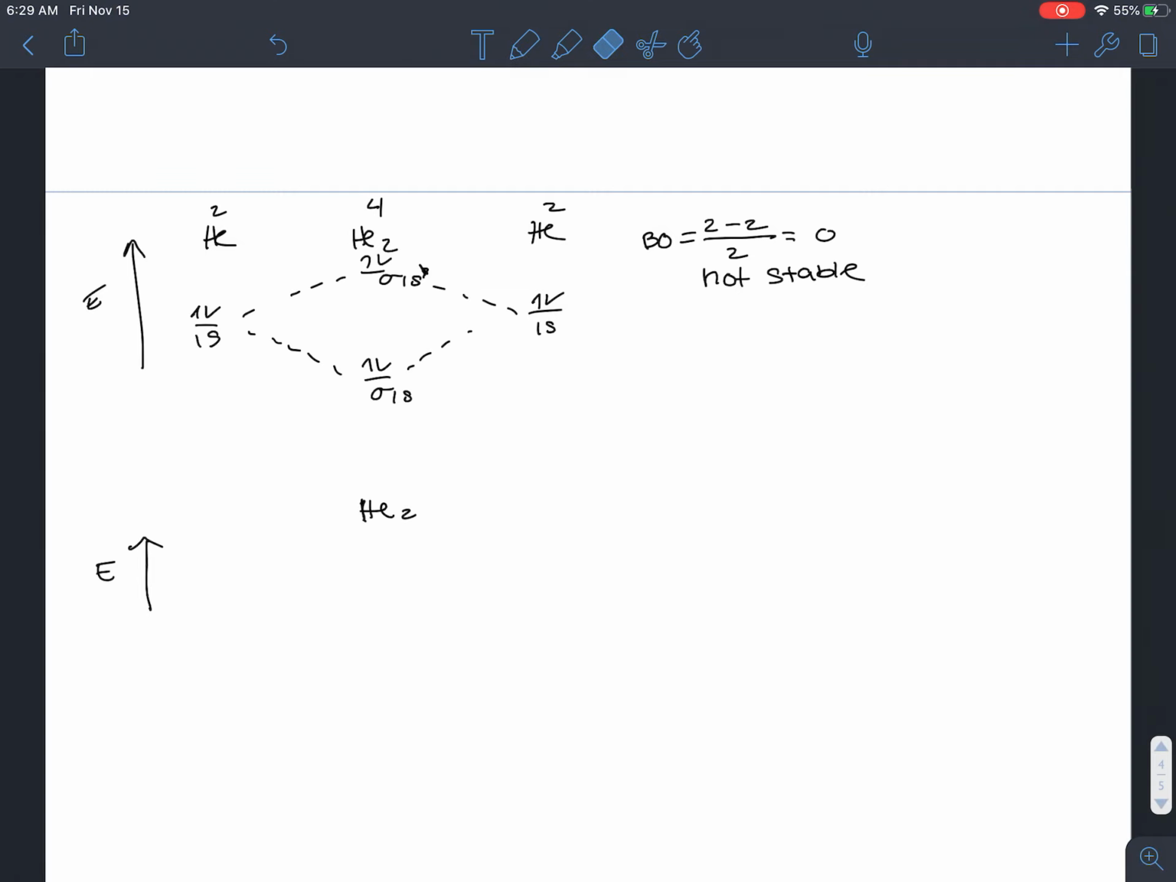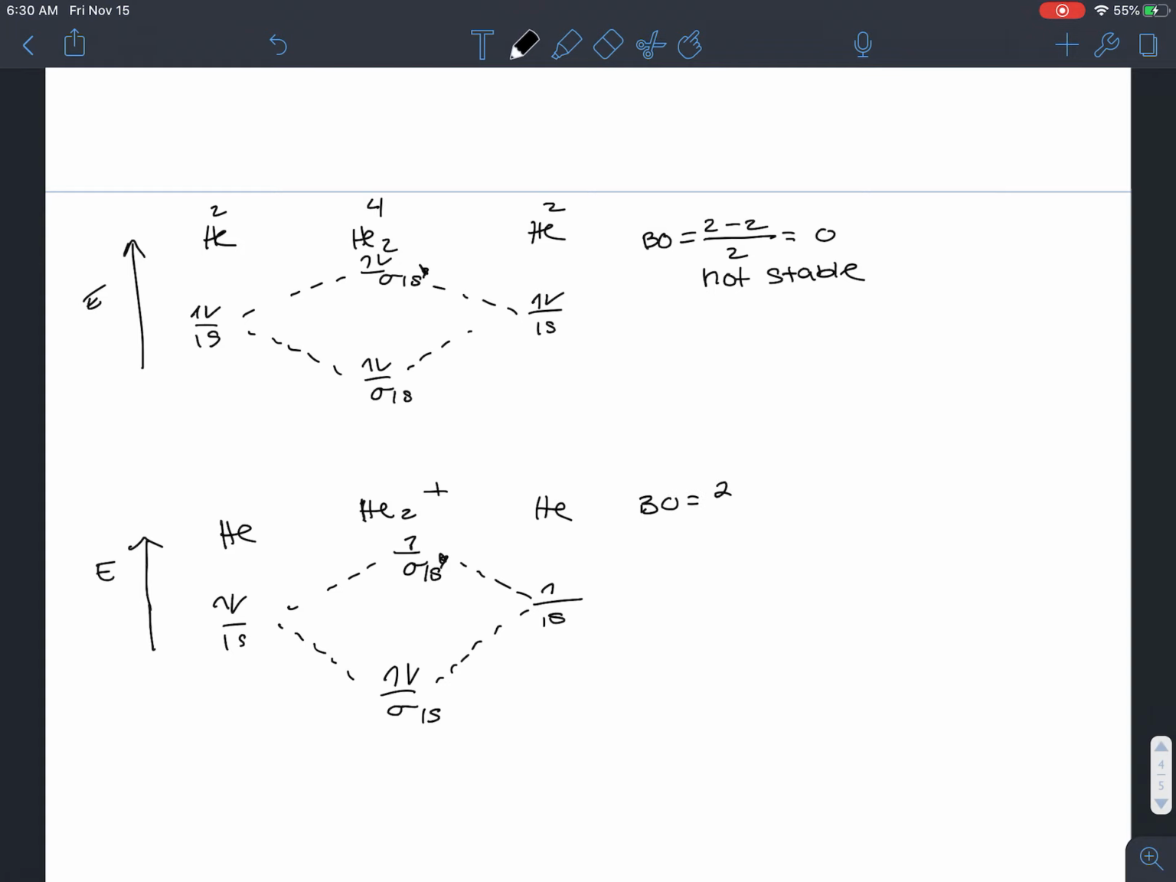What about helium 2 plus? This plus means that one helium has lost an electron. Doesn't really matter which one. So if you have your 1s, and the other 1s has lost the electron, you have your sigma 1s and sigma 1s star, just like before, and you fill your electrons one at a time. Now you have one less electron, and the reason that you'll see those dotted lines is just so you can see which linear combination made the molecular orbitals.